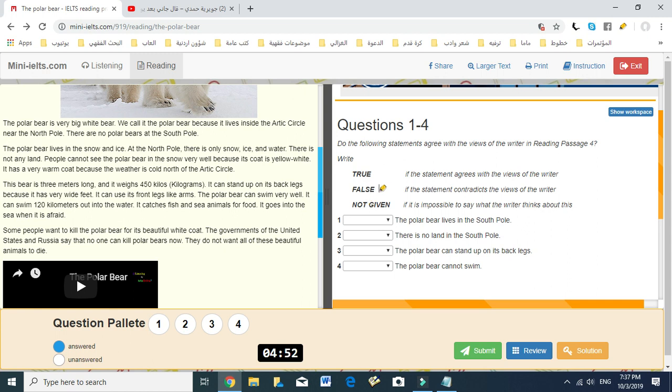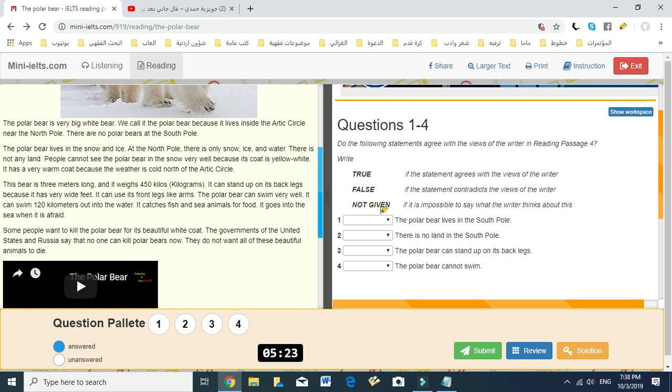Okay, so don't mix up yes no not given with true false not given. It will be marked as a wrong answer if he asks you to write true false not given and you wrote yes or no or not given. If you wrote yes instead of true or no instead of false, you will be marked wrong. Your answer will be wrong. Okay, so let's go directly to the questions.